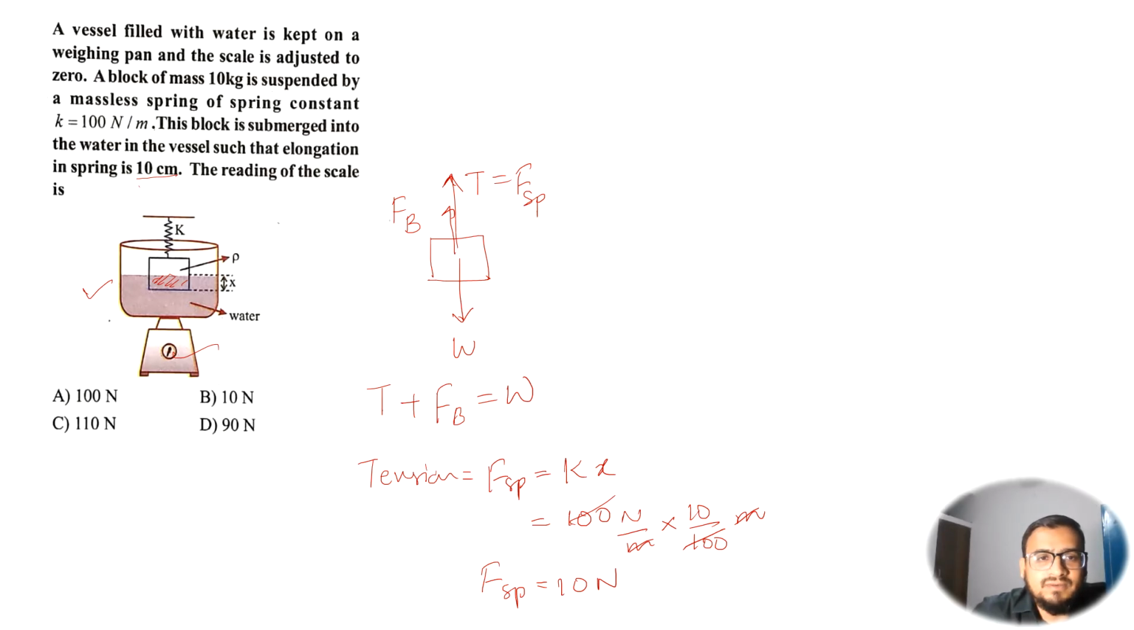So let us now calculate the weight of the block. The weight is nothing but mass into gravity, and the mass is given as 10 kg. So it is 100 newtons, right? The weight of the block is 100 newtons.